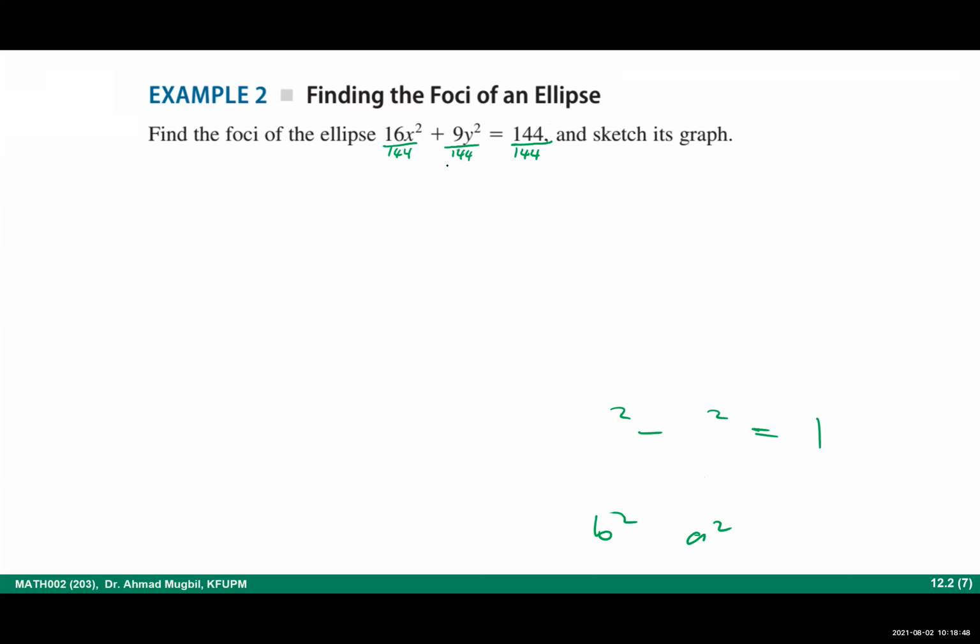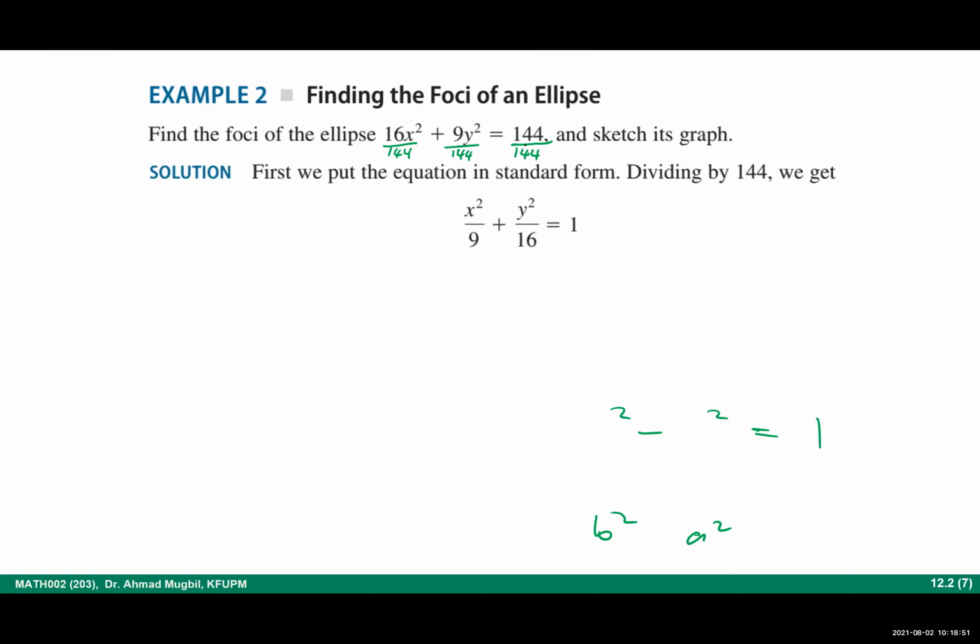So what will we get? If we did that, this is what we will have. 1. This will be 9 over 144. 144 is 9 multiplied by 16. So 9 will go with 9 and you will have 16. And now here you will have 9. Now what do you think? Is it horizontal or vertical? Vertical. Look, this is A squared. This is B squared. So it is a vertical ellipse. It will be like this on the y-axis.